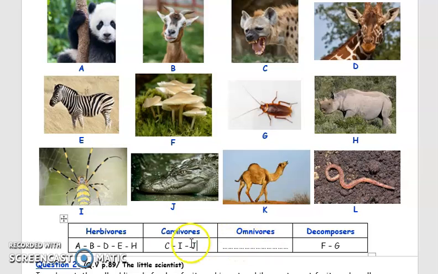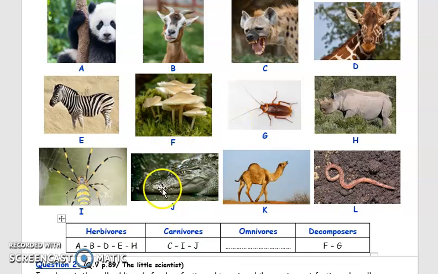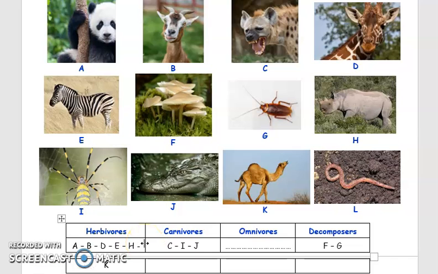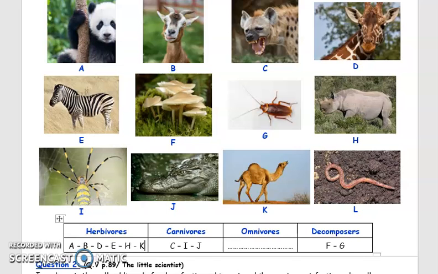The camel is a herbivore. Earthworms are decomposers.